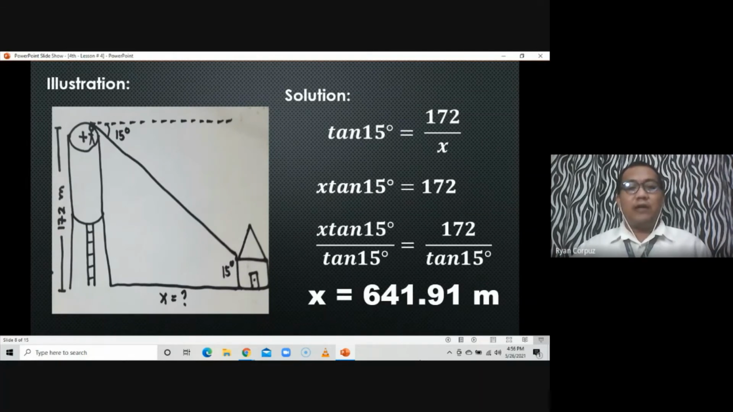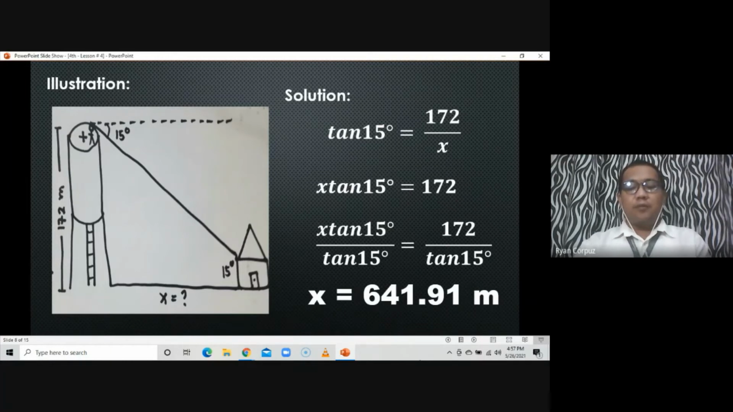So, we got that the angle of elevation is 15 degrees. We got that by using the trigonometric ratio tangent. And we found that the distance of the house from the base of the water tank is equal to 641.91 meters. Why meters? Because the unit of measurement involved in the problem is in meters. That's why your answer should be in meters. So, that's example number 2. Any question?